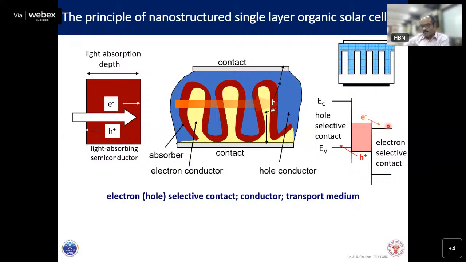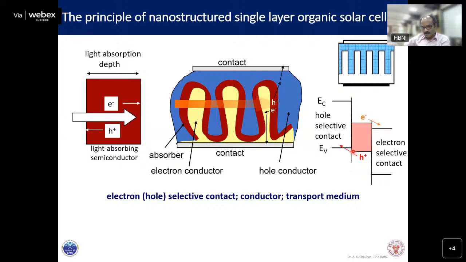So electron can go here, but electron cannot move this side, because here it needs a lot of energy in order to go from here to here. So this electron can move through this easily. So this material will actually be an electron transporting material, but at the same time a hole blocking material, because hole will not move from this point to this point.